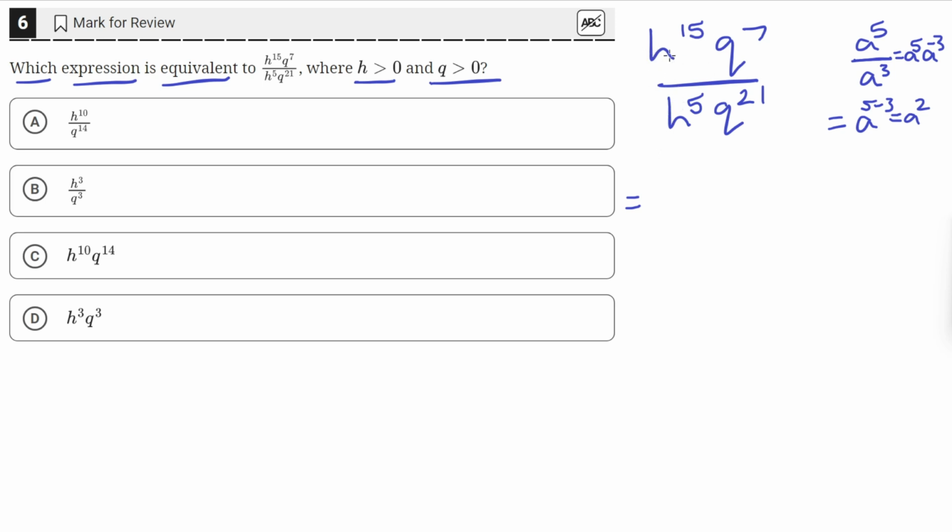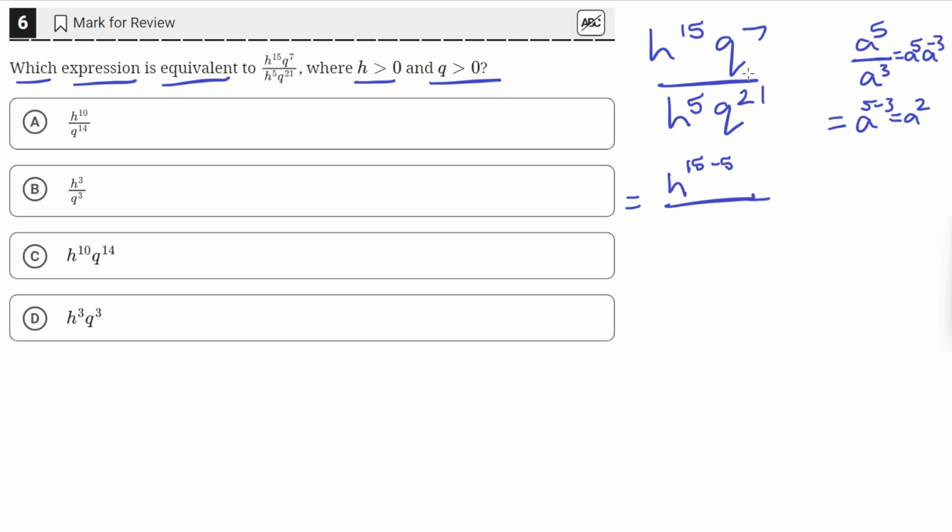So in this case, we're going to have h raised to the 15th divided by h raised to the 5th. We see that they have the same base, h, but different exponents. So what we can do to simplify this is h raised to the 15th minus 5. And that gets rid of the h to the 5th in the denominator.